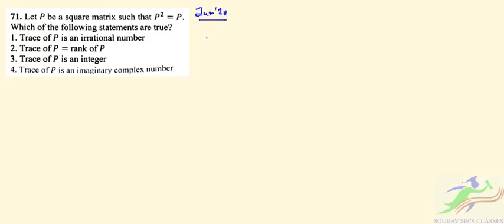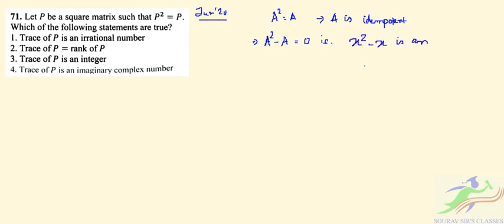2020 mathematical science paper. Let P be a square matrix such that P squared equals P. Which of the following statements are true? So we have A squared equal to A, where A is an idempotent matrix. We can write it as A squared minus A equals 0, that is, x squared minus x is an annihilating polynomial.